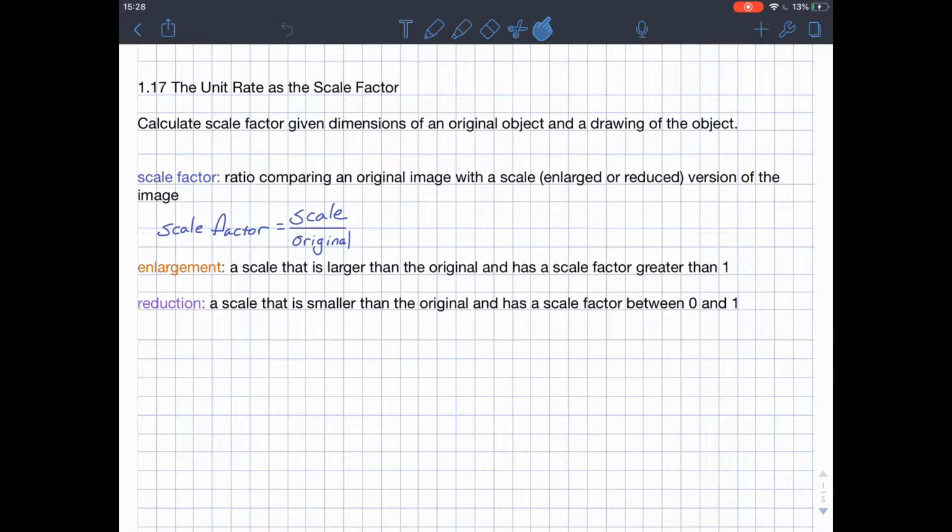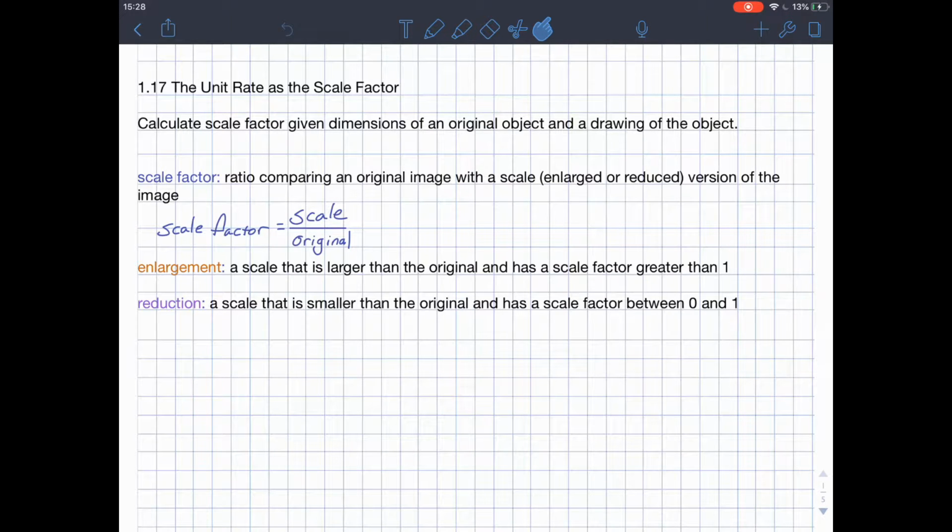The first term is scale factor, which is a ratio comparing an original image with a scale, which could be an enlarged or reduced version of the image. The way that we find scale factor is by taking a measurement from our scale and putting it over a corresponding measurement for our original.